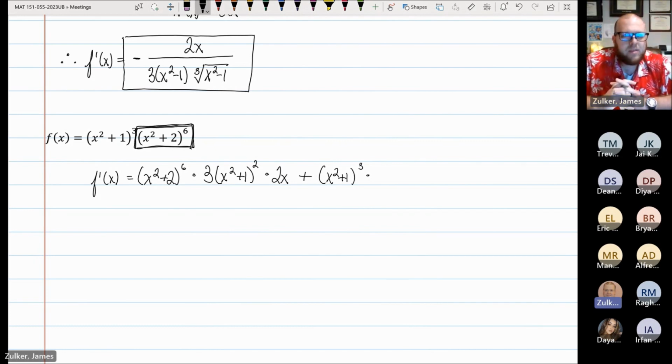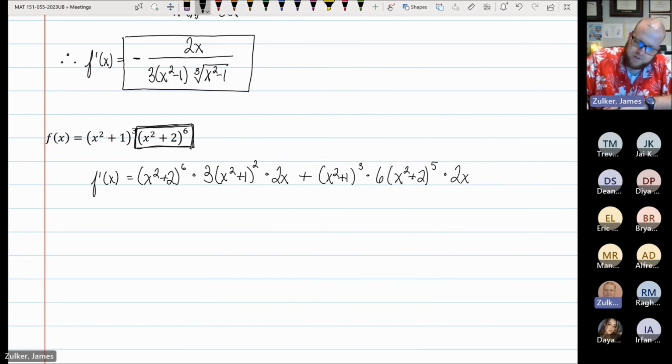I go, okay, what kind of function am I dealing with? I'm dealing with a power function. Derivative of a power function: power times the function to the power minus 1. Now I have to look inside and multiply by its derivative. So the derivative of x squared plus 2 is 2x.